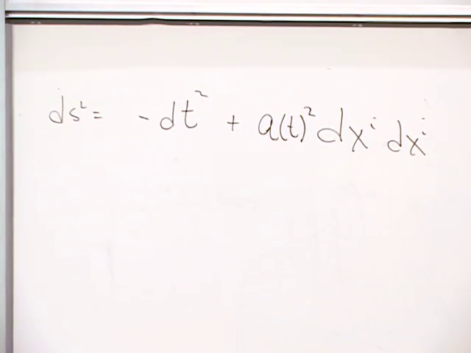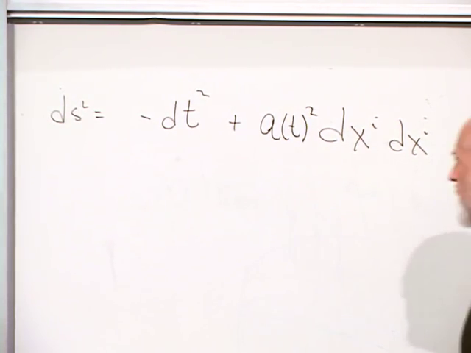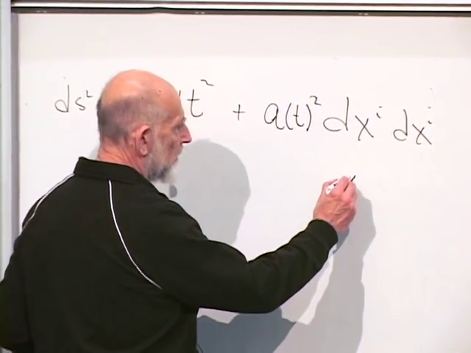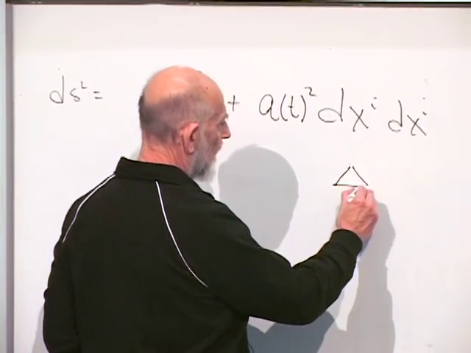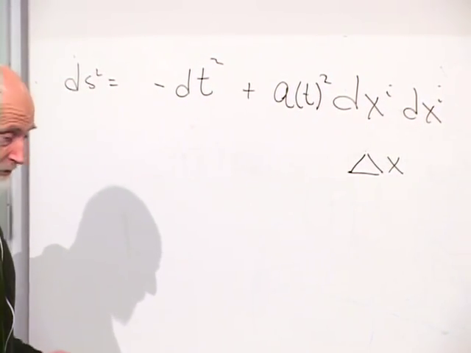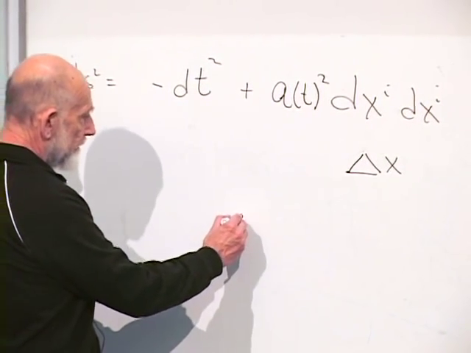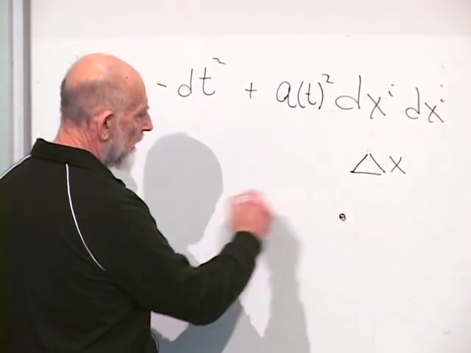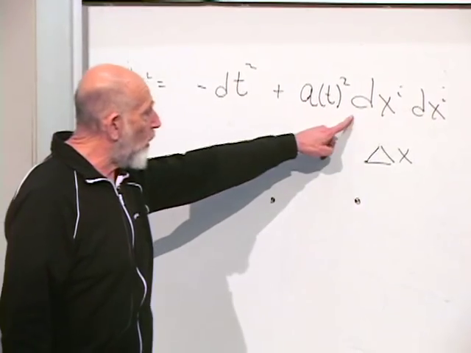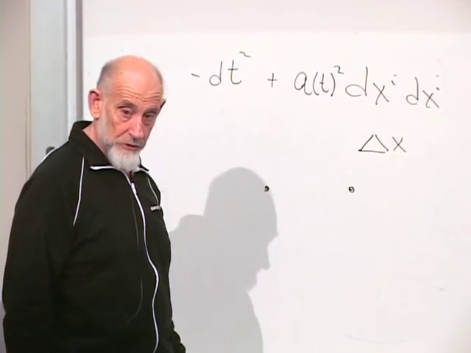You put a function there of time. Now, what's the distance between a pair of points separated by delta x? What is the distance between them? Not separated by distance, separated by coordinate interval delta x.